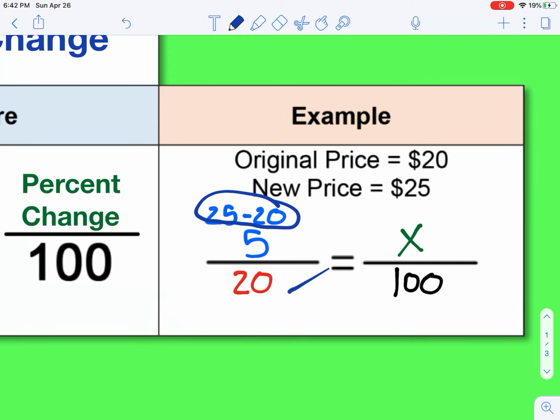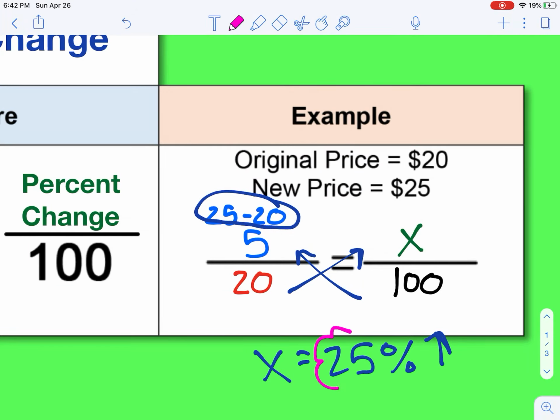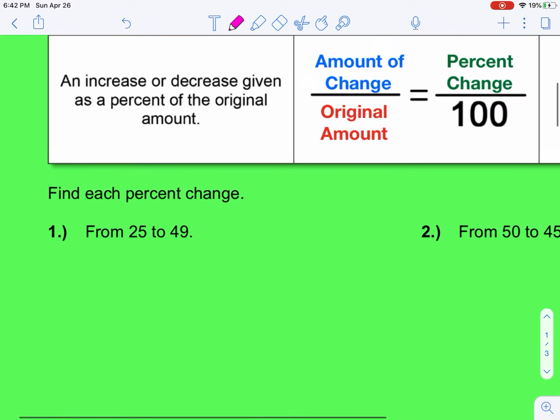So if I go ahead and cross multiply and divide this, I'm going to end up with X equals 25%. Now, that's not necessarily going to be the end of my answer, however. It is a 25% change. However, the price went from original at 20 to new price at 25, so it is actually a 25% increase. And instead of writing the word, I'm going to cheat a little bit, and I'm just going to put an arrow pointing up. Okay?